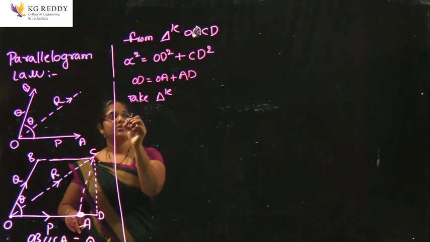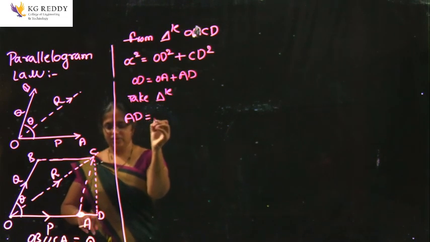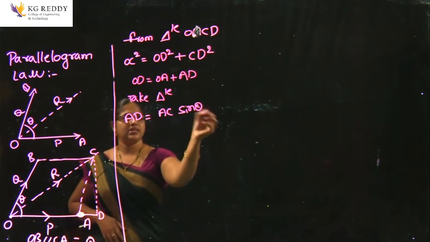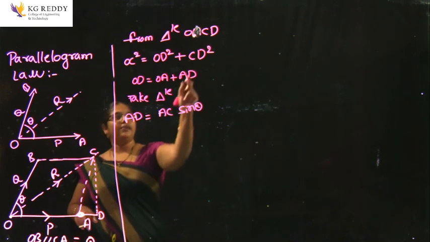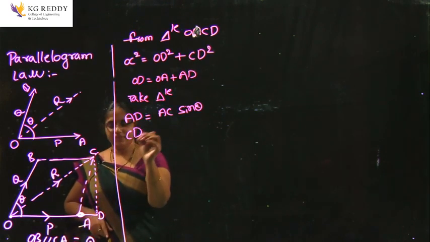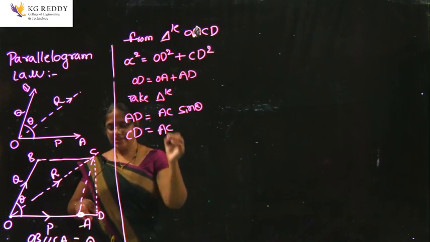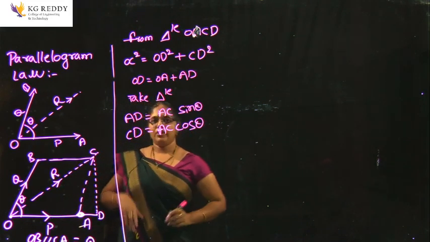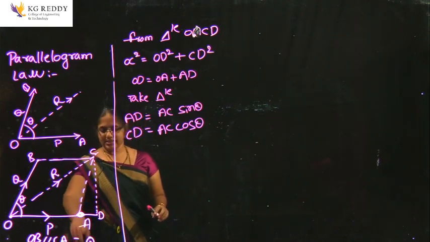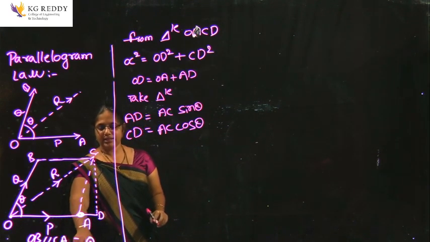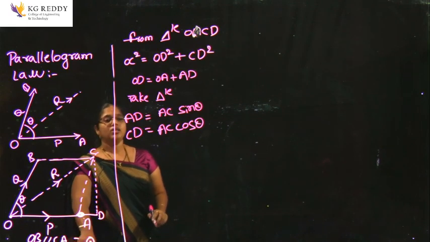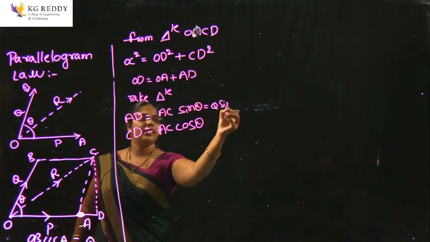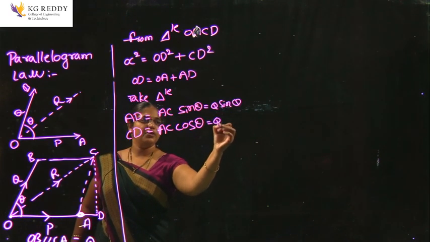How can I write? From this triangle AD equals AC into, this is the horizontal line, right, so I will take sin theta. Similarly, CD equals AC, this is the adjacent side, into the vertical direction as cos theta. We know the value of AC: OB is parallel to CA, so directly we can take the value of Q. Substituting, we get Q sin theta and Q cos theta, right.